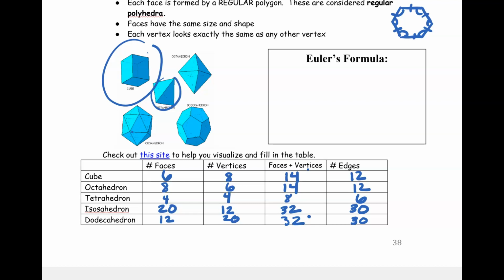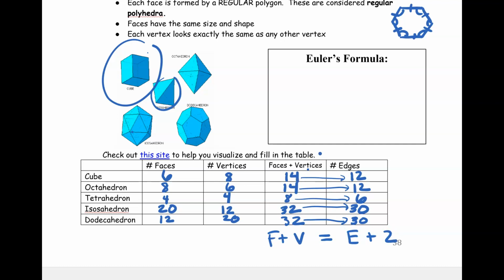And so what I want you to do is look at the faces plus vertices column and then the edges and compare the two. So 14, how does that compare to 12? 14 compared to 12, 8 compared to 6, 32 compared to 30, 32 compared to 30. And what happens is you can see this relationship here: if you take the faces plus vertices, it's the same thing as the number of edges plus 2.